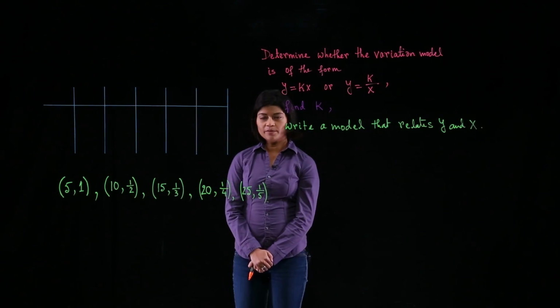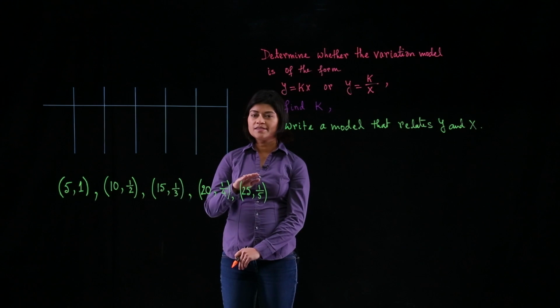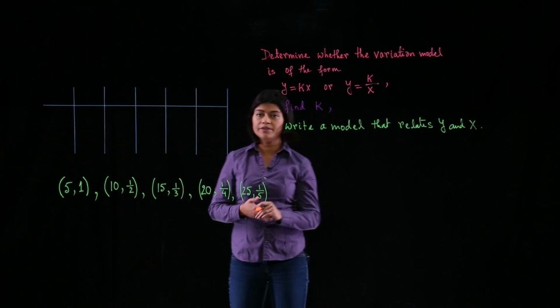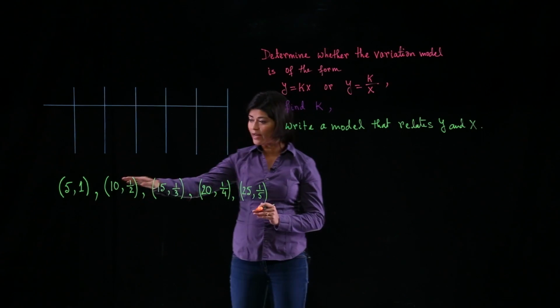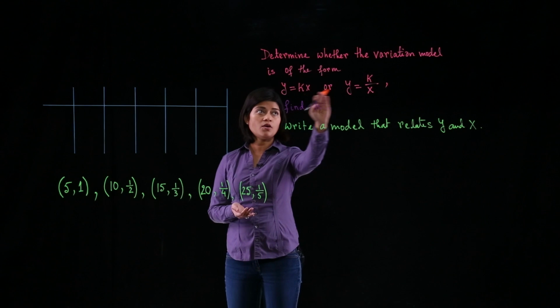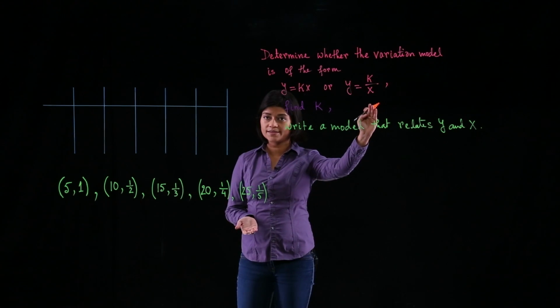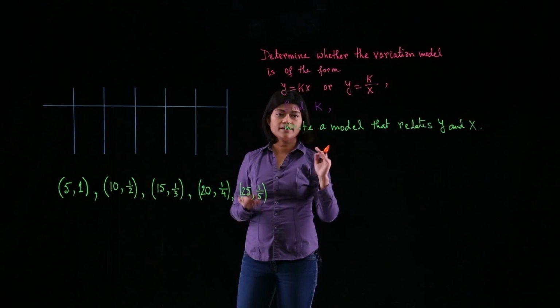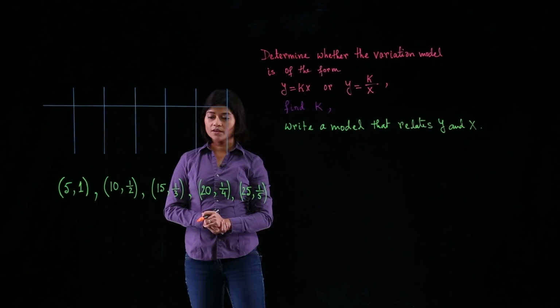Hi, I'm Papia. In this problem, we have some given ordered pairs and we have to determine whether the variation model that's represented by these ordered pairs is of the form y equals kx or y equals k divided by x. And then we have to find the value of the constant k and then write down the model.